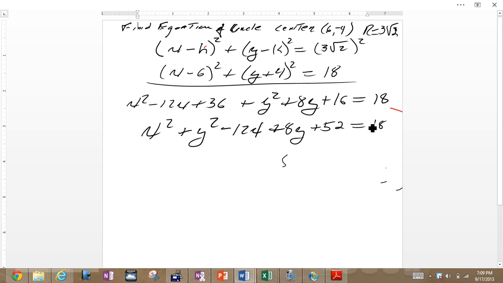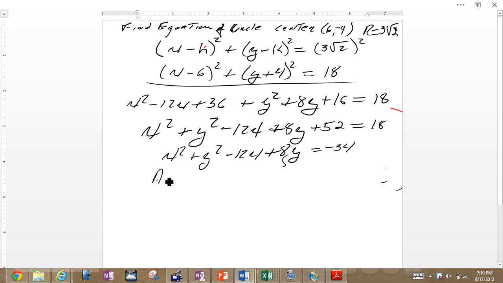Now let's just scoot that 52 over there as negative. Okay, x squared plus y squared minus 12x plus 8y equals 18 minus 52, which is negative 34. Now, algebraically, this is the same circle. But obviously, in this form, there's no way of telling that this is in fact a circle at all. But for future reference, it will be a circle. It actually takes this form.